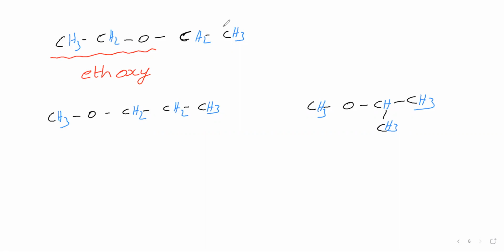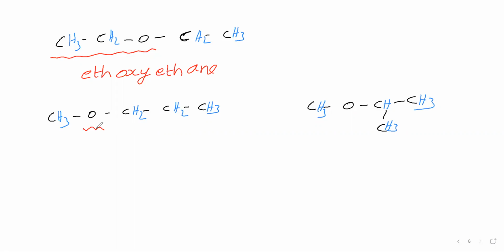Here how many carbons are there? You see 2 carbons, therefore eth you say. Then carbon-carbon single bond, therefore ane. So the name of this one is ethoxyethane. Next, we will say the name of this.